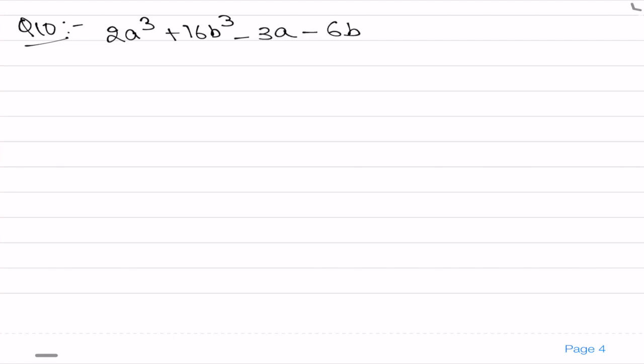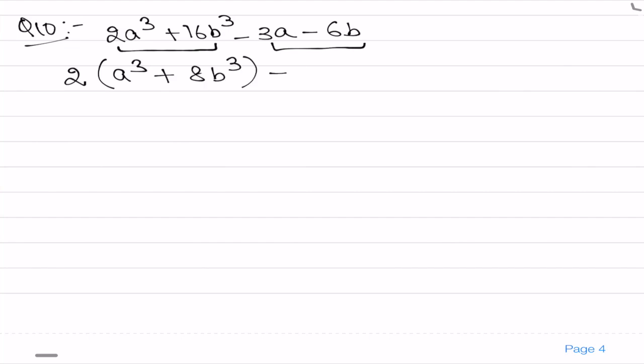Now the next question is question number 10: 2a cube plus 16b cube minus 3a minus 6b. Here what we will do first, we will make groups, the first two and the last two. In the first two we can see 2 is common. So what is left? a cube plus 8b cube. In the last two terms 3 is common. So minus 3 into a plus 2b. In the first term we can see that both a cube and 8b cube are perfect cubes.